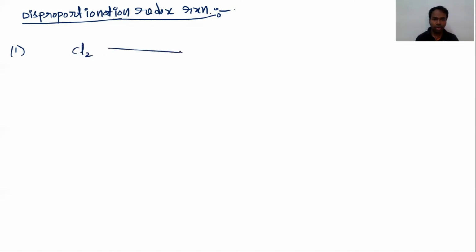Cl2 in basic medium, OH minus, forms Cl minus plus OCl minus. When Cl2 gas reacts with cold or dilute NaOH, it forms NaCl plus NaOCl. Now I'm going to balance this disproportionation redox reaction, because here Cl2 undergoes oxidation state change from 0 to -1. That is reduction. From 0 to +1 for chlorine, that is oxidation. That's why it comes under a disproportionation redox reaction.